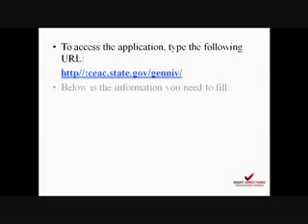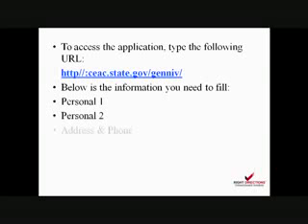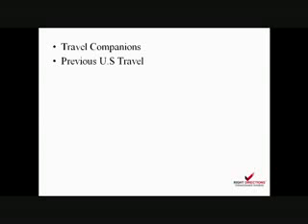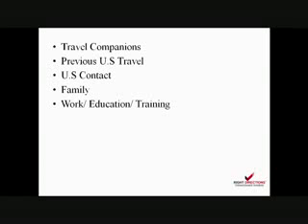Below is the information you need to fill. Personal 1 and 2. Your address details, phone number, passport, travel. Travel companions details. If you have been to US, then previous US travel details. If you have anybody in US, then their contact details. Family, work, education, training details, security and background details.